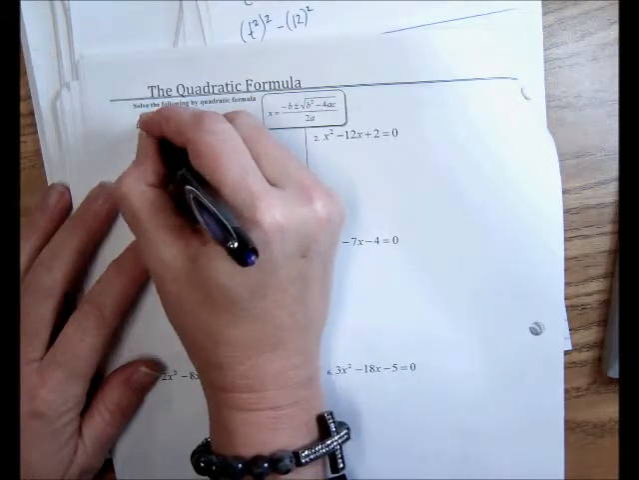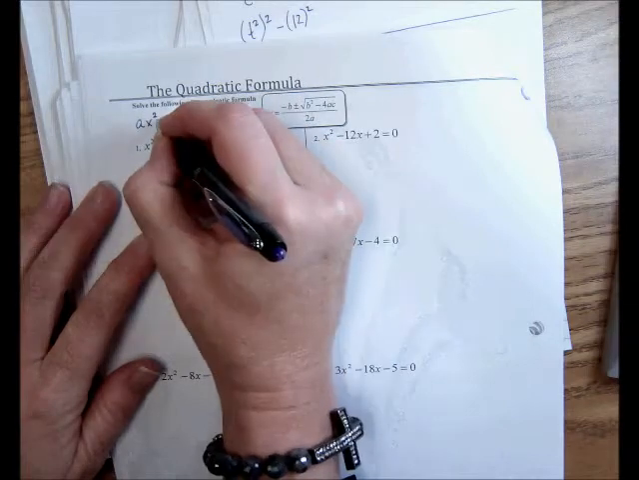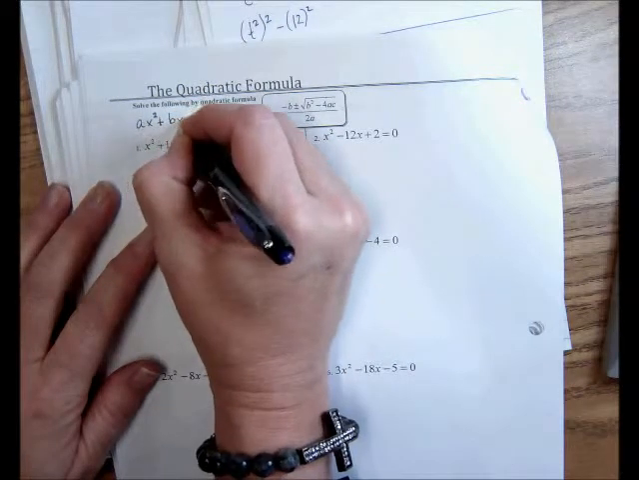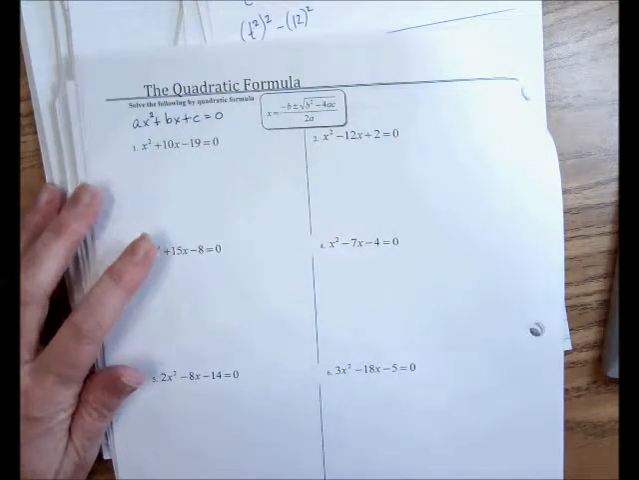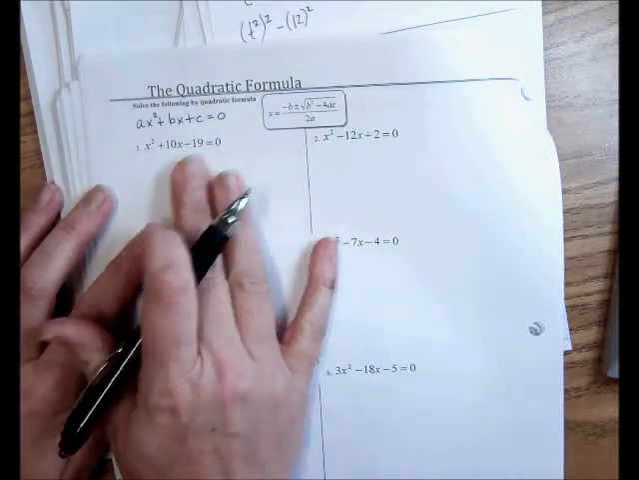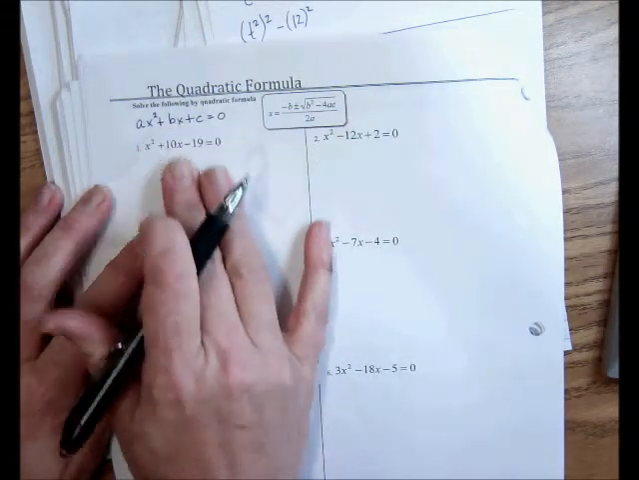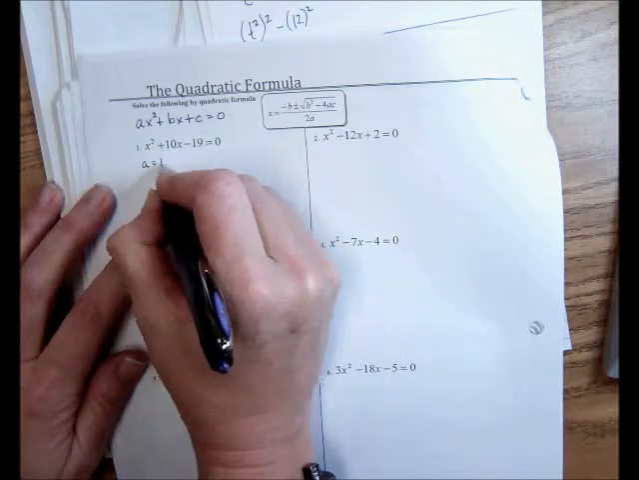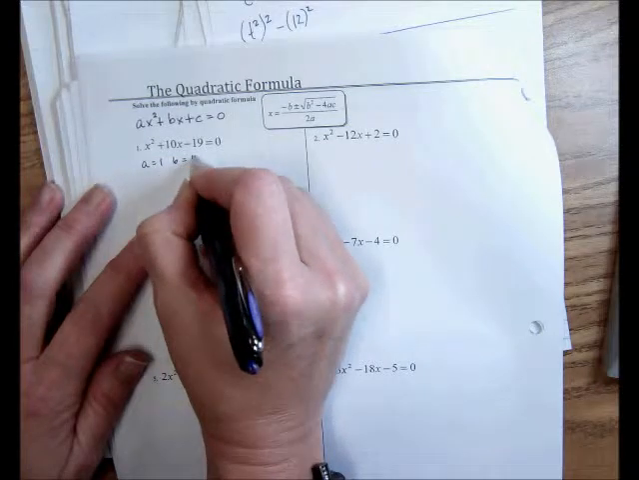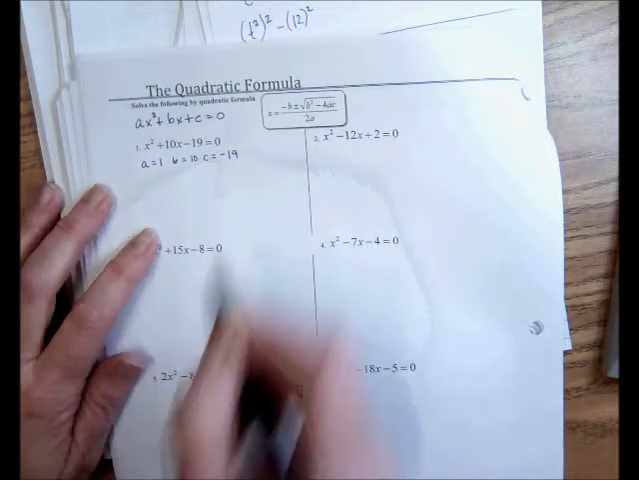We start, though, knowing that we have a quadratic in the form of ax squared plus bx plus c is equal to 0. So at that point, when we have it in this form, then we have to identify what's my value of a, what's my value of b, what's my value of c. So in this particular case, a is 1, b is 10, and c is negative 19.